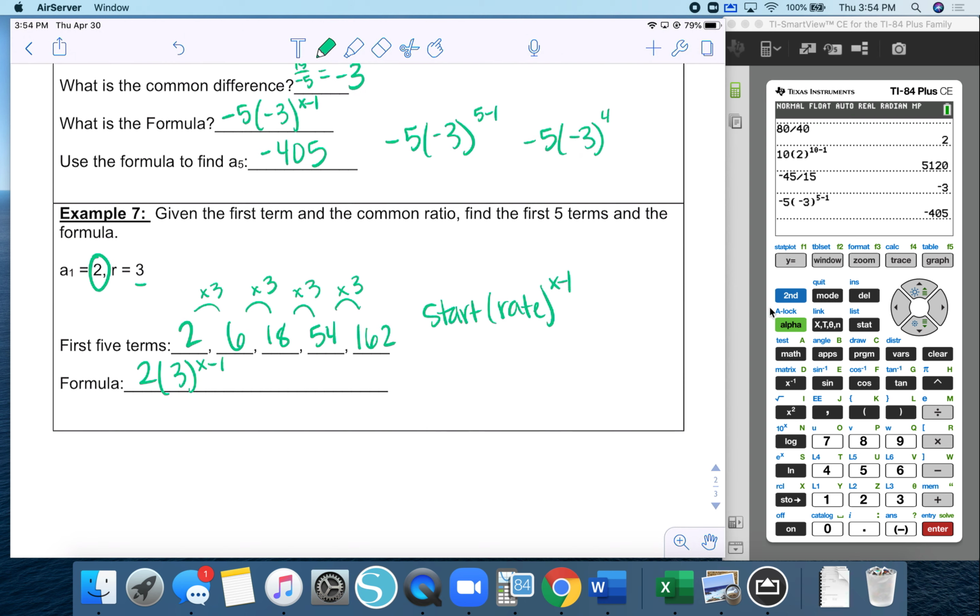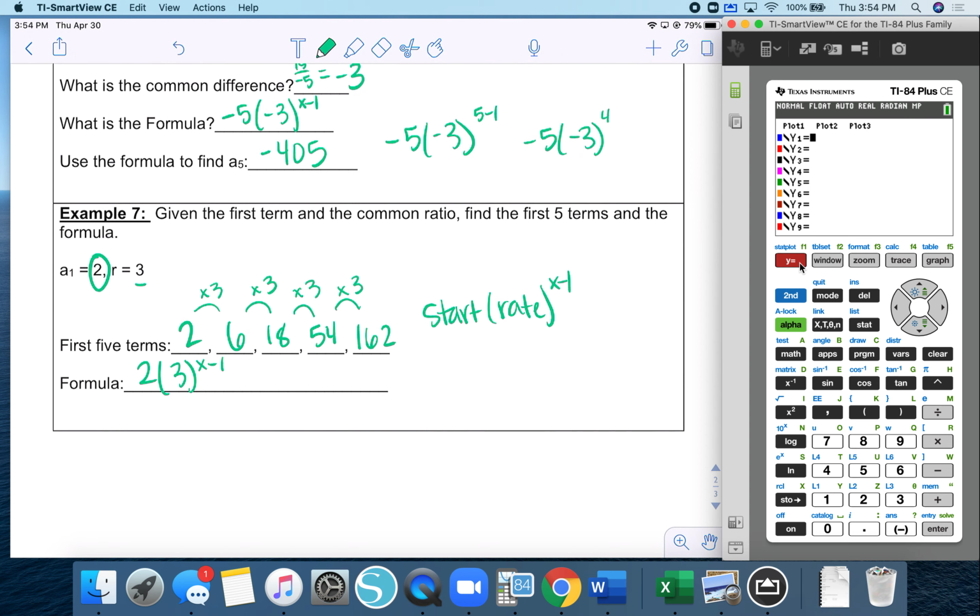Now, if you have a graphing calculator at home, you are more than welcome to put your formula into your y equals, exactly like you see it, x minus 1 included. Go to the table and then write down your first term is 2, second term is 6, third term is 18, fourth term is 54, fifth term is 162. But again, I just showed you how you could do it if you have just a basic calculator. You can just do 2 times 3 times 3 times 3 times 3 to get all of your different terms.